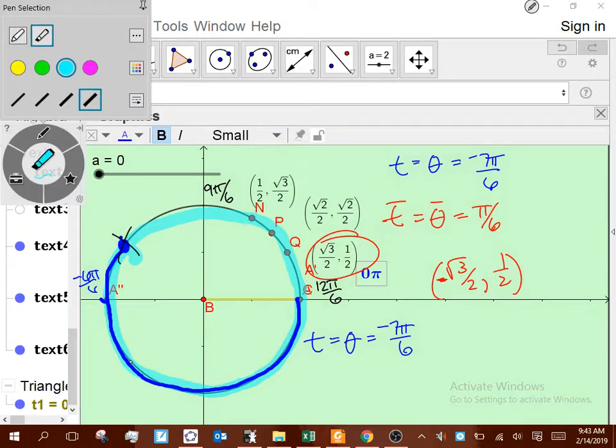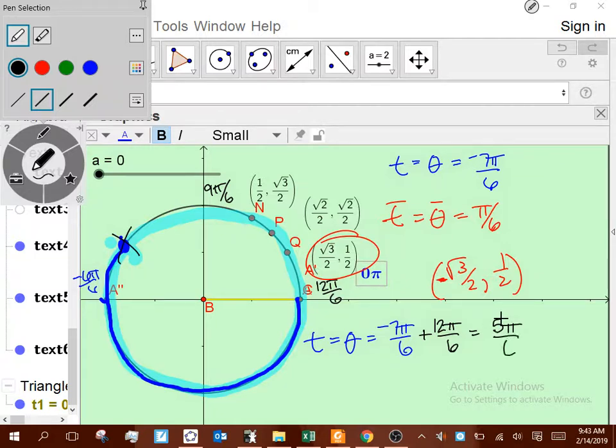Yes. So we talked previously about coterminal angles, right? Well, we can do the same thing with this distance and t. We can add one more rotation back around that circumference. So if I add 2 pi to this, and I'm going to write it that way, -7 pi over 6 plus 12 pi over 6, is that 5 pi over 6?